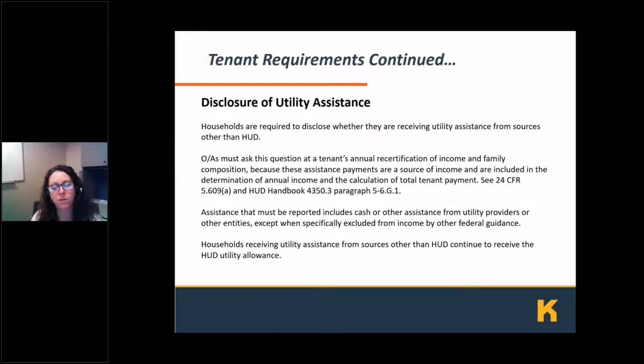I do want to make, though, another quick note about if your tenant does receive assistance, they still can receive the HUD utility allowance. It's not an either or. We just need to make sure that we account for that. We know exactly what they do receive.